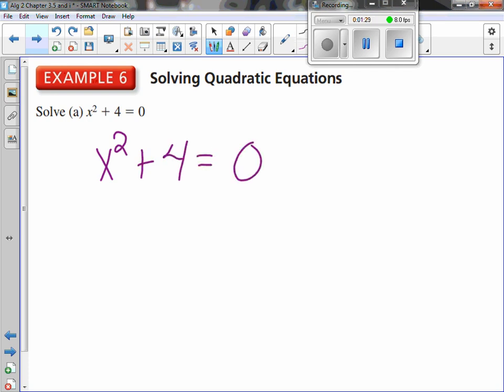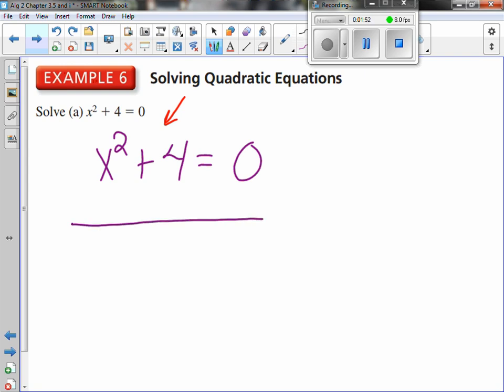These first 2 problems that we're going to look at and solve are going to be solvable by the square root method. The reason they're solvable by the square root method is because there is no middle term. There's no term with x. Our square root method said, as long as there's no term with x, we get x squared, or the term that's squared, by itself first.